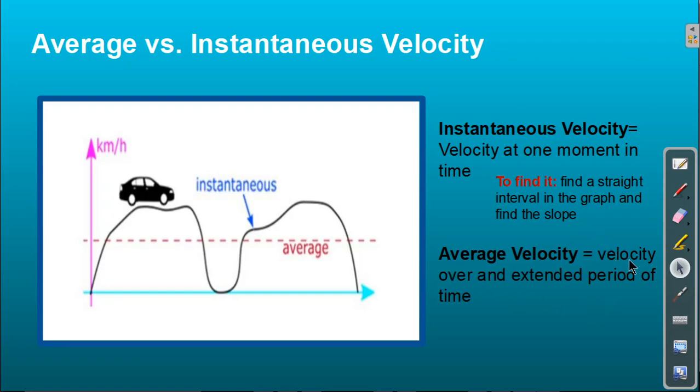The average velocity is the velocity over an extended period of time. We have been calculating average velocities, okay? But now we're going to learn how to calculate slopes, which is going to give us the instantaneous velocity for anything.